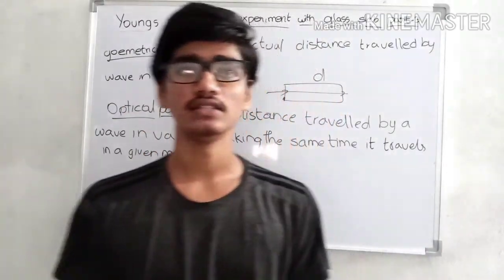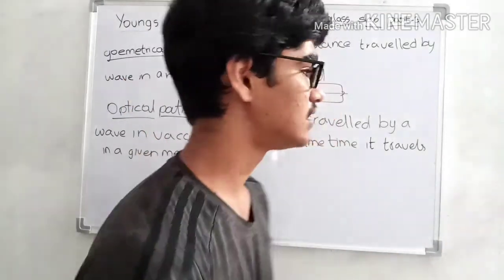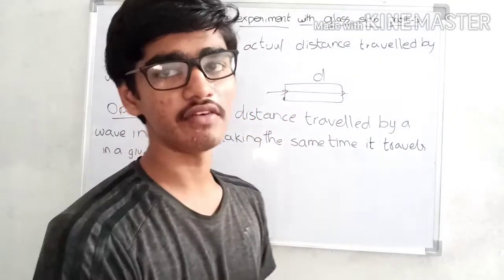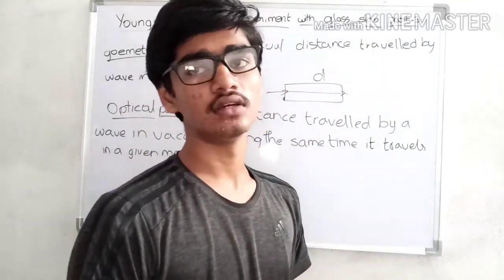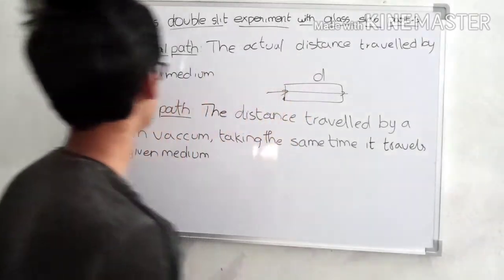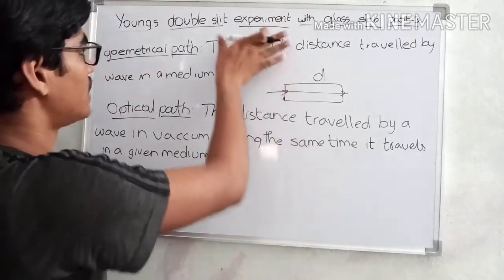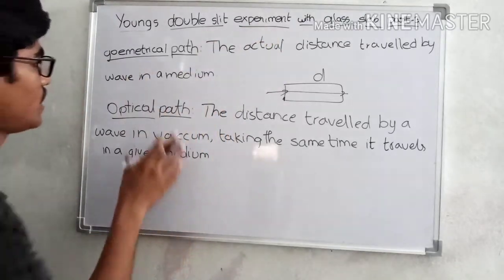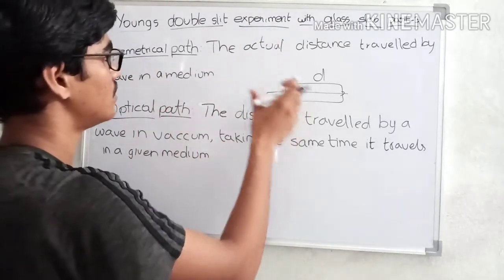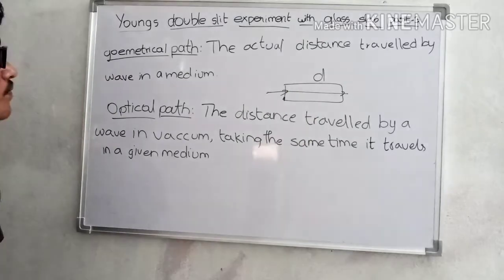It is the third part of the Young's double slit experiment. If you haven't watched the previous two parts, I have given links in the description. Please watch. Before getting into the experiment, I want to explain some terms regarding the glass slab.